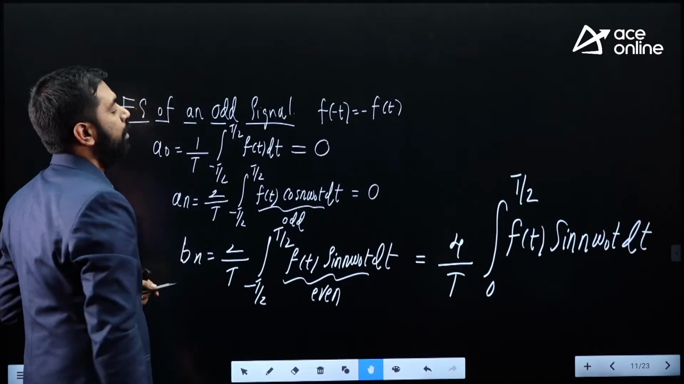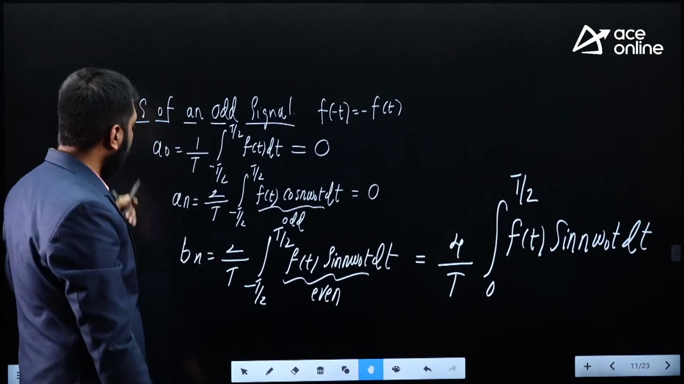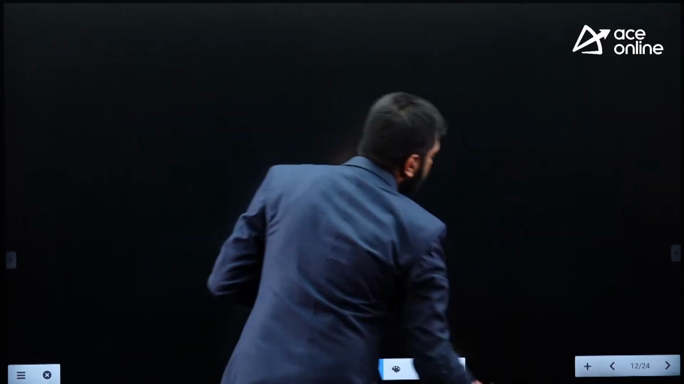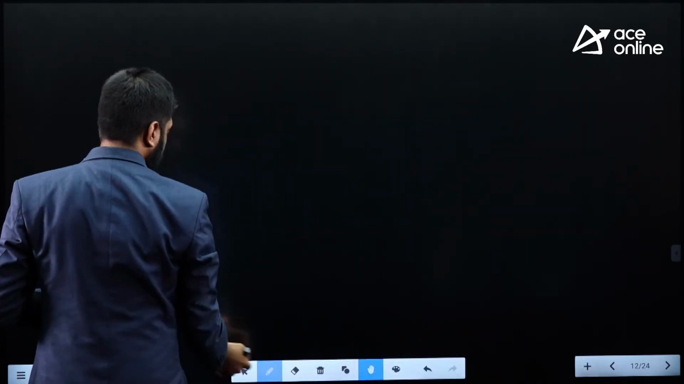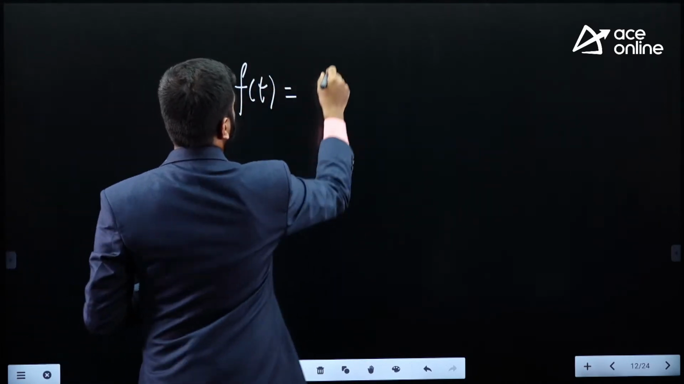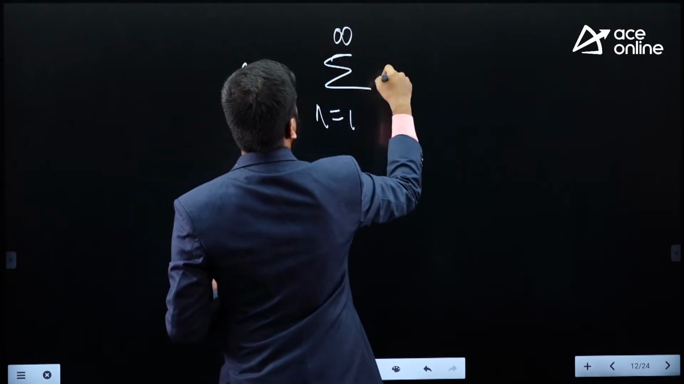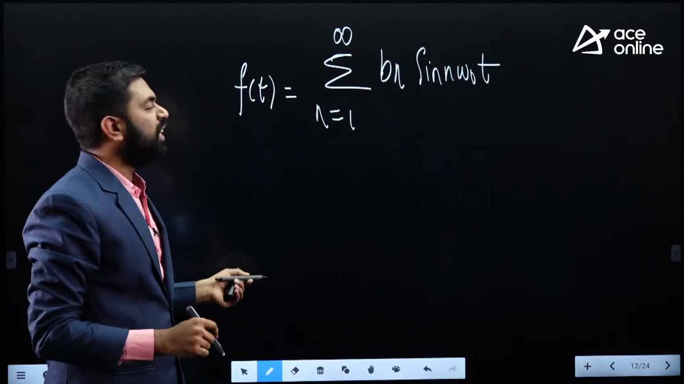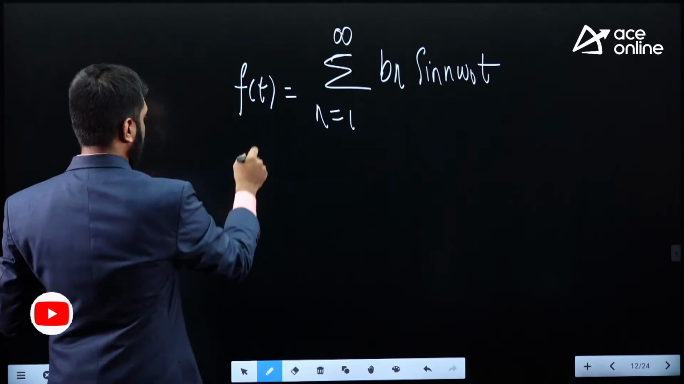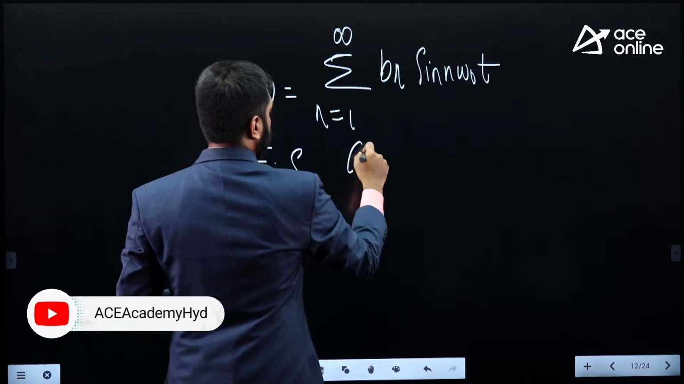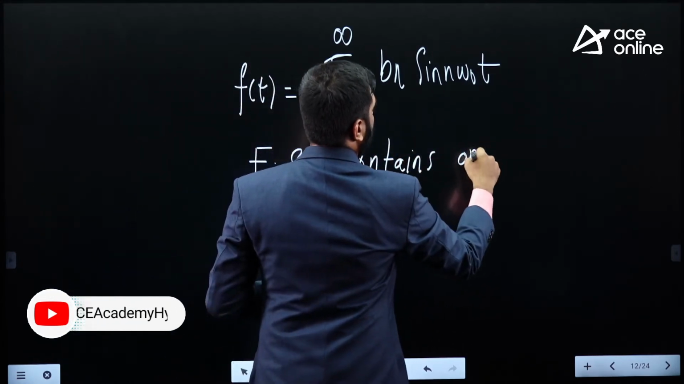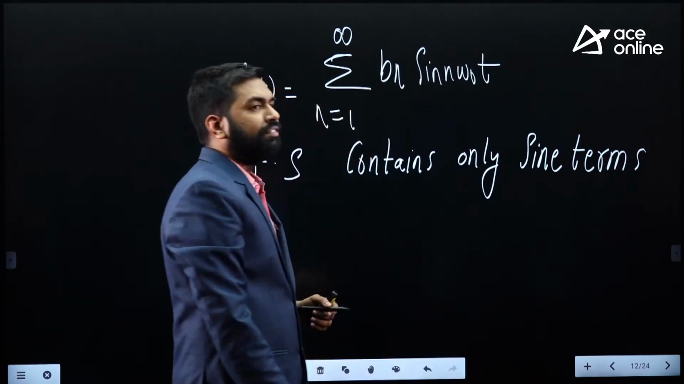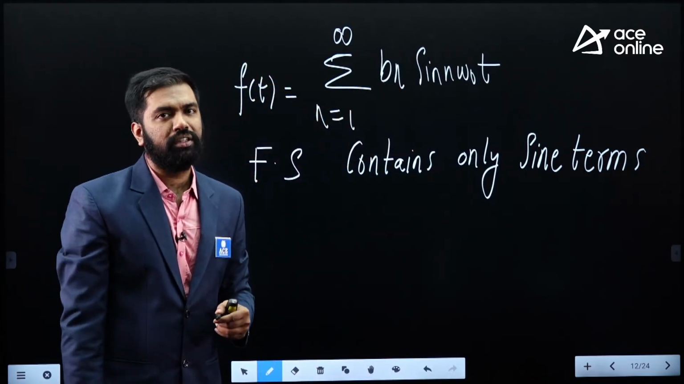The final conclusion is that in the Fourier series of an odd signal, there is no DC value, there are no cosine terms, what we see is only sine terms. So let's write that. In the Fourier series of an odd function, if I write the Fourier series representation, it looks like this: summation n from 1 to infinity, bn sine n omega naught t. That's it. So what's the comment? The Fourier series contains only sine terms.